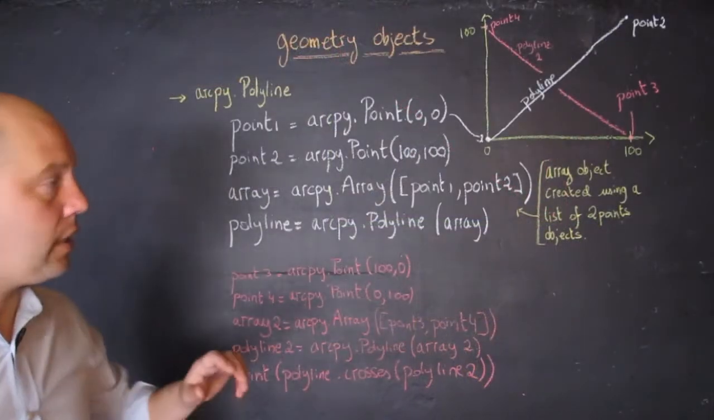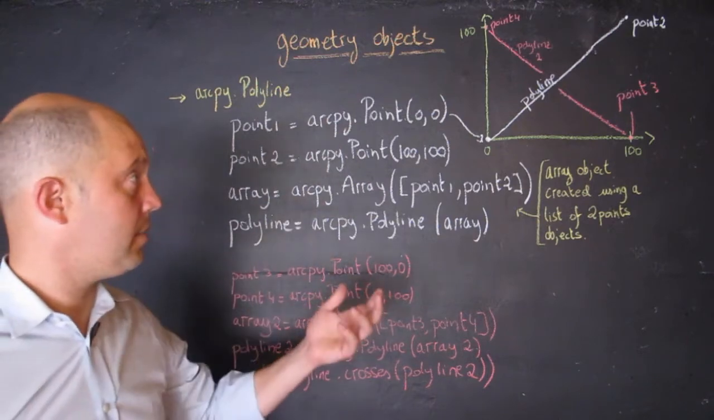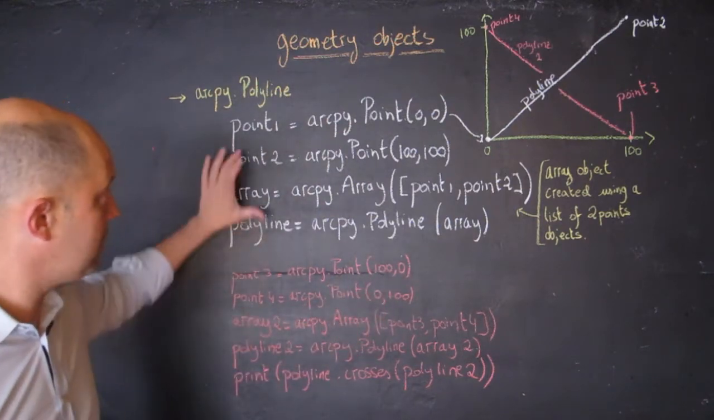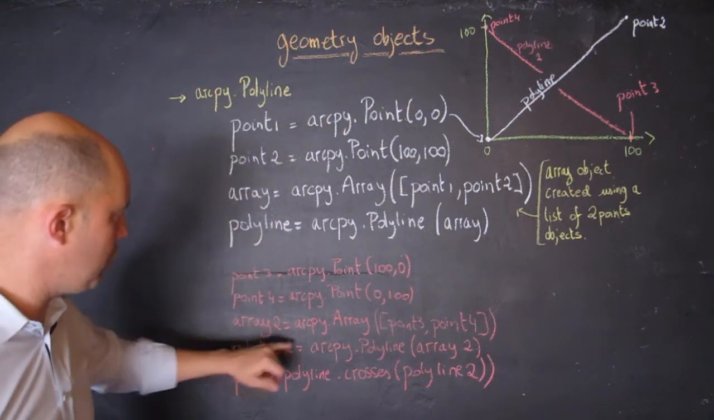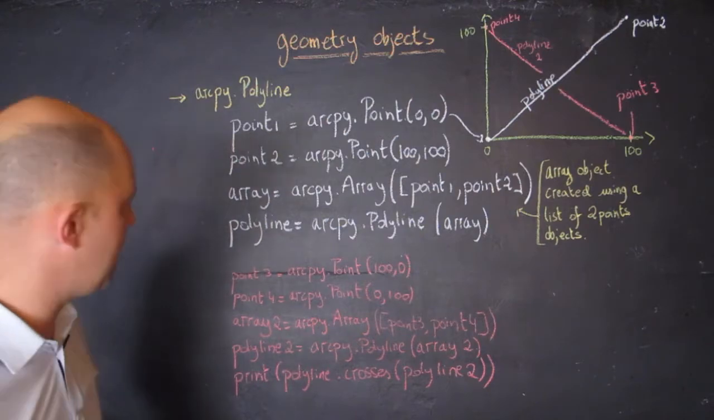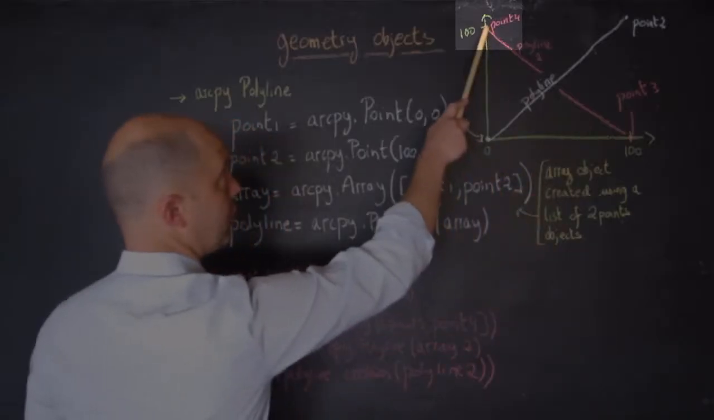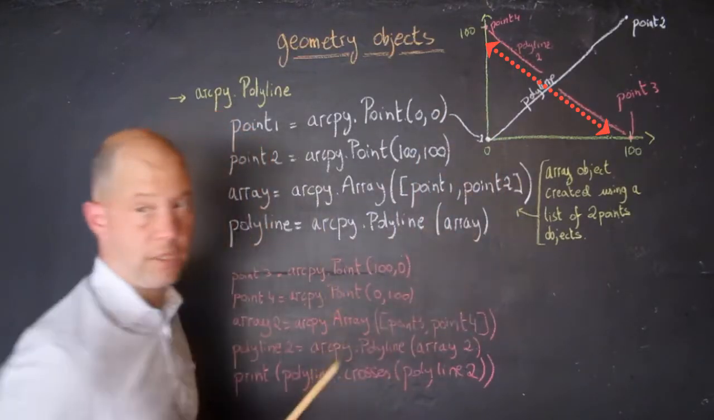Now let's suppose that we want to create a second line. Then we would work in a similar manner. The only difference is that I have given different names so that we don't overwrite existing names. So we have point 3 and point 4, array 2 and polyline number 2. Point 3 is at 100, 0. Point 4 is at 0, 100. And then the second polyline here connects both of them.